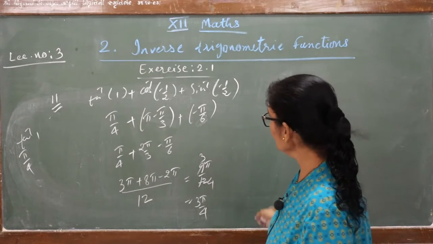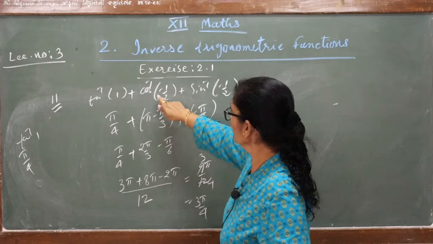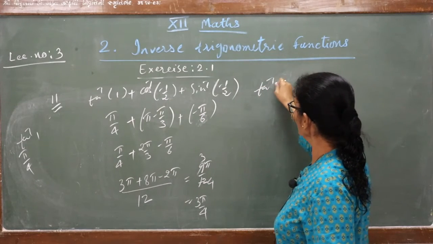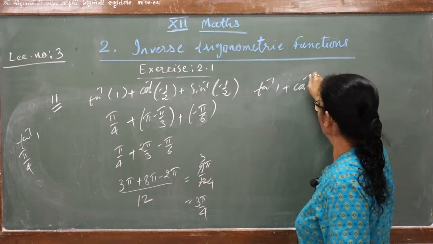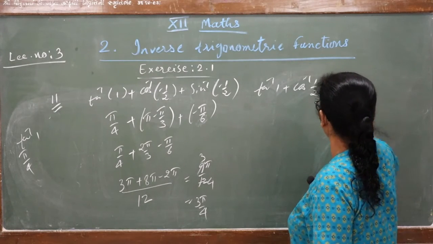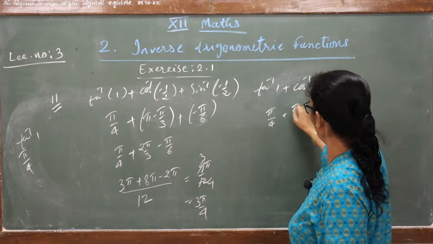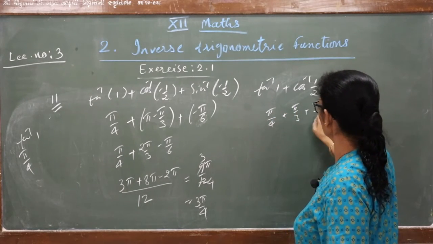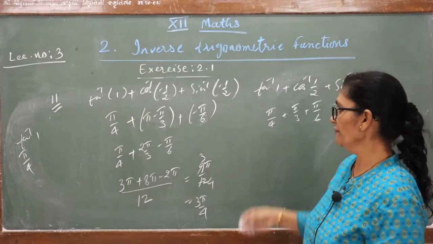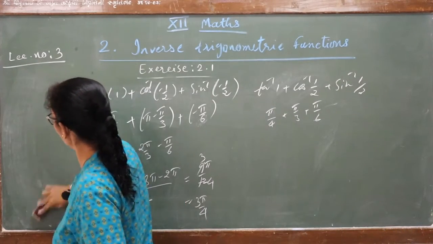If the sign is changed, suppose plus is given in place of minus, then the answer would directly be pi by 3. So for the same question, if I change the sign, I make the minus sign plus. So pi by 4, pi by 3 and pi by 6. Now you know how to take the LCM and how to simplify this question. So this is your question number 11.